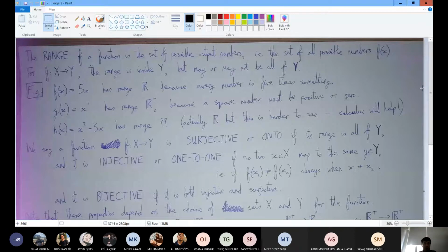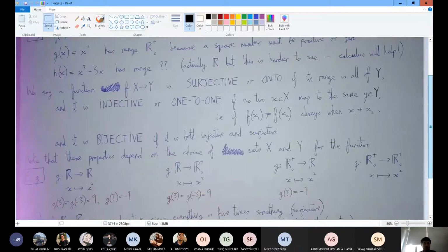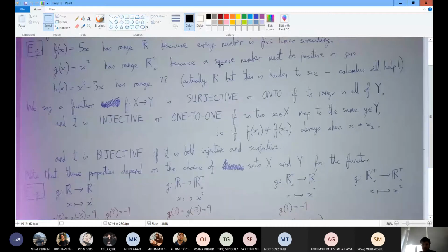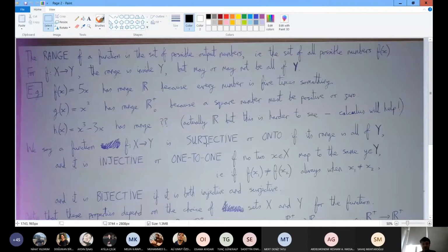Okay, now some other things about a function. We say a function is surjective. Okay, let's scroll to the top again, sorry. A function is surjective or onto if its range is all of y. And it is injective. Okay, let me start to draw a little picture here.